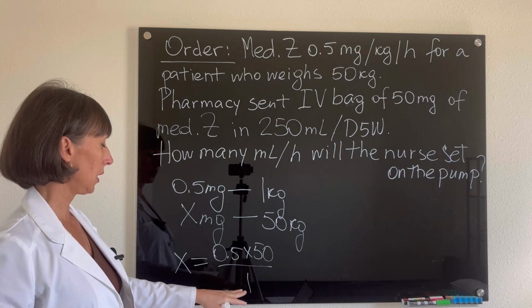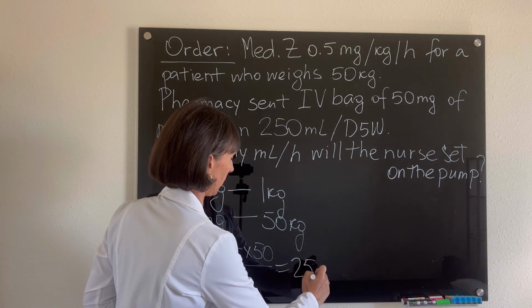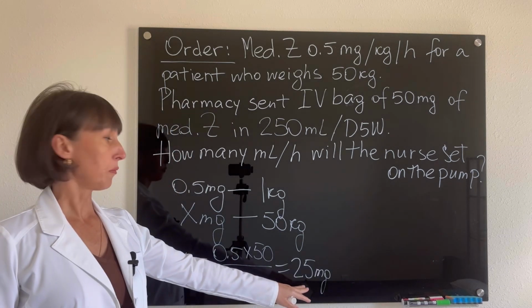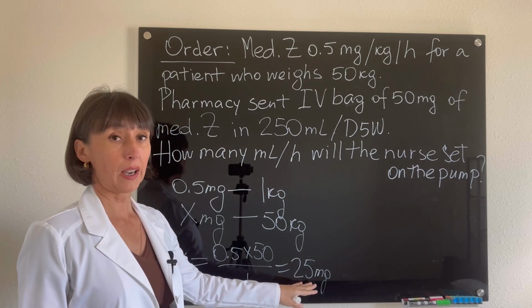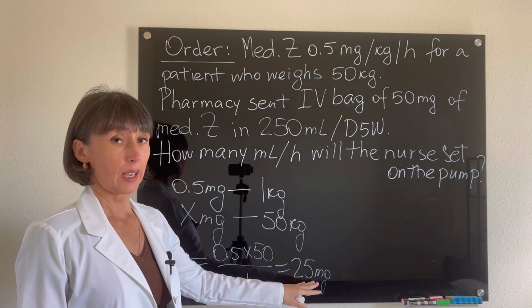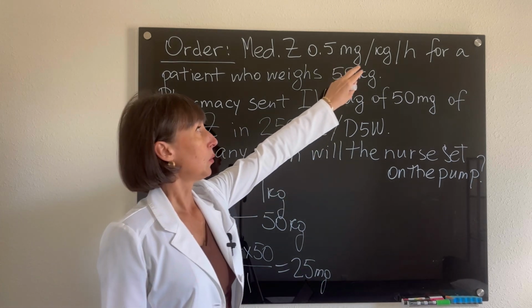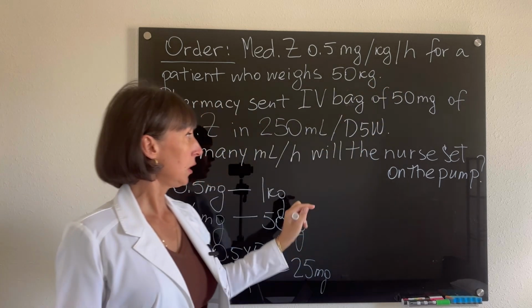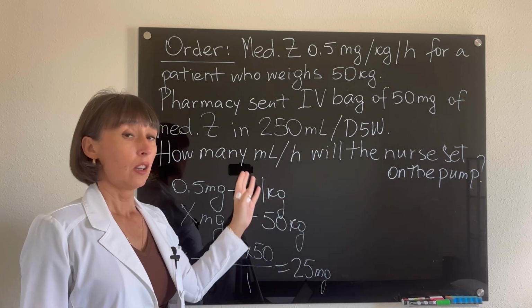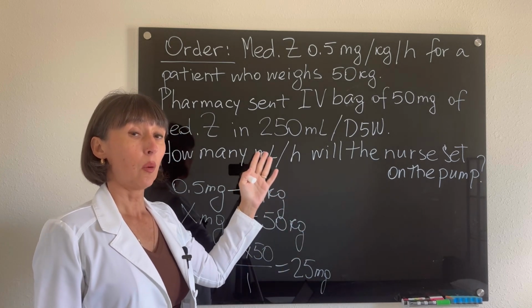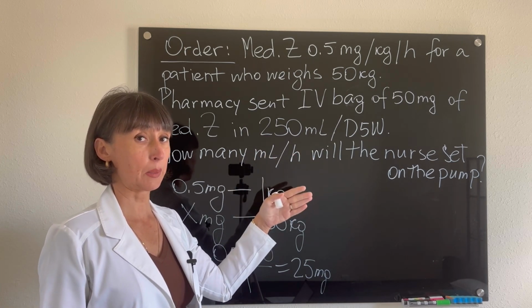0.5 times 50 divided by 1 is 25 milligrams. I know I found milligrams because I set my X under milligram. I found 25 milligrams. That is how many milligrams my patient who weighs 50 kilograms will receive per hour. Now we need to figure out what that is in milliliters because the pump needs to be set up in milliliters per hour. From this problem, we need to find the concentration of this medication, milligrams and milliliters. How many milligrams per how many milliliters?